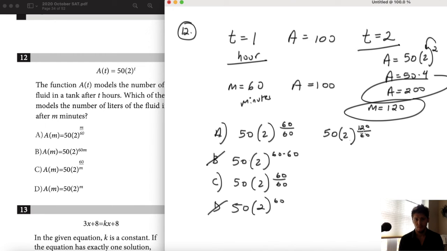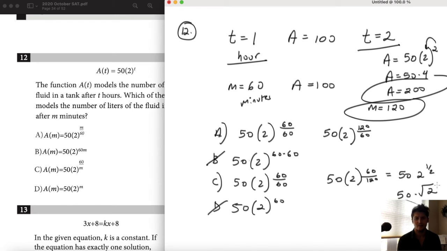Meanwhile, C is going to be wrong. 50 times 2 to the power of 60 over 120. 60 over 120 is 1/2. Now we're saying 50 times the square root of 2, or 50 times 2 to the 1/2. Definitely not equal to 200, because this would be saying the same thing as 50 times 2 to the 1/2, which is the same thing as saying 50 times root 2, and that's less than 100 for sure.